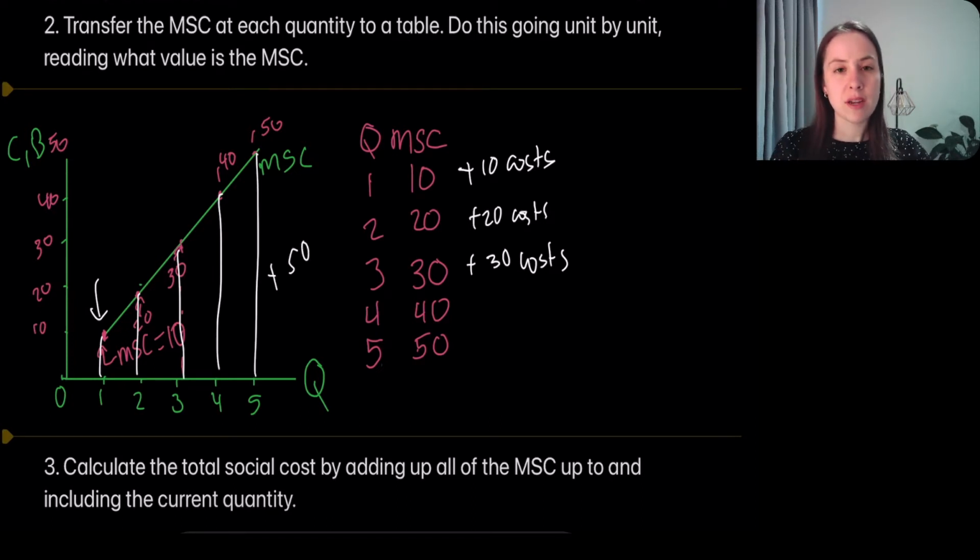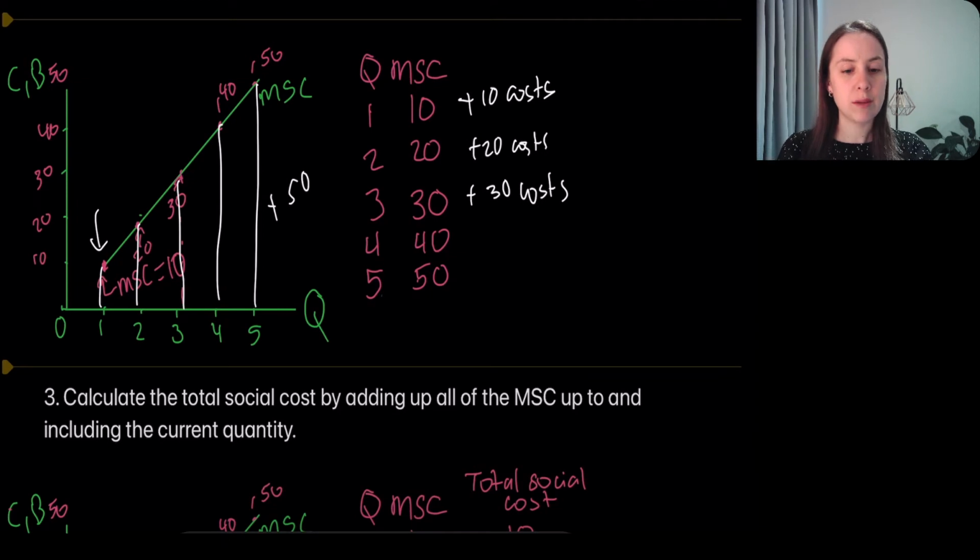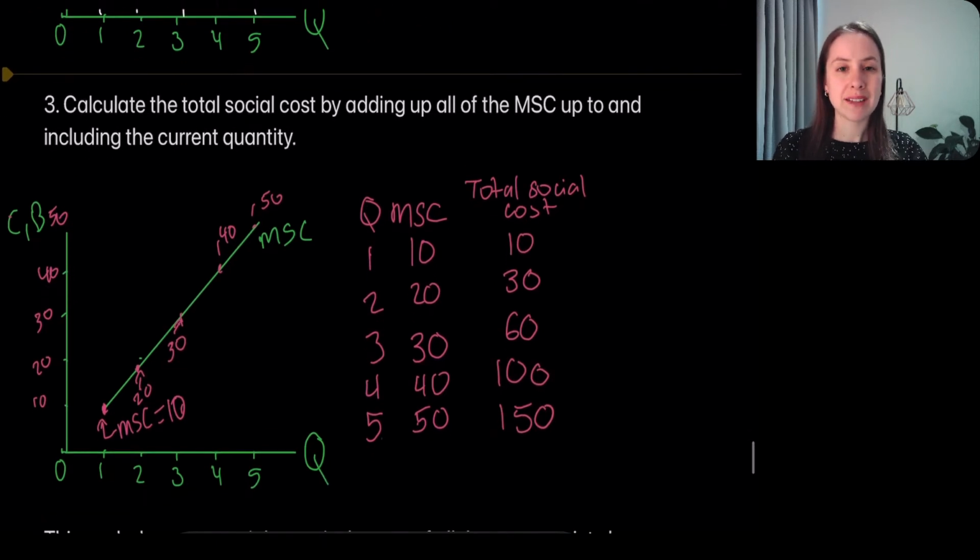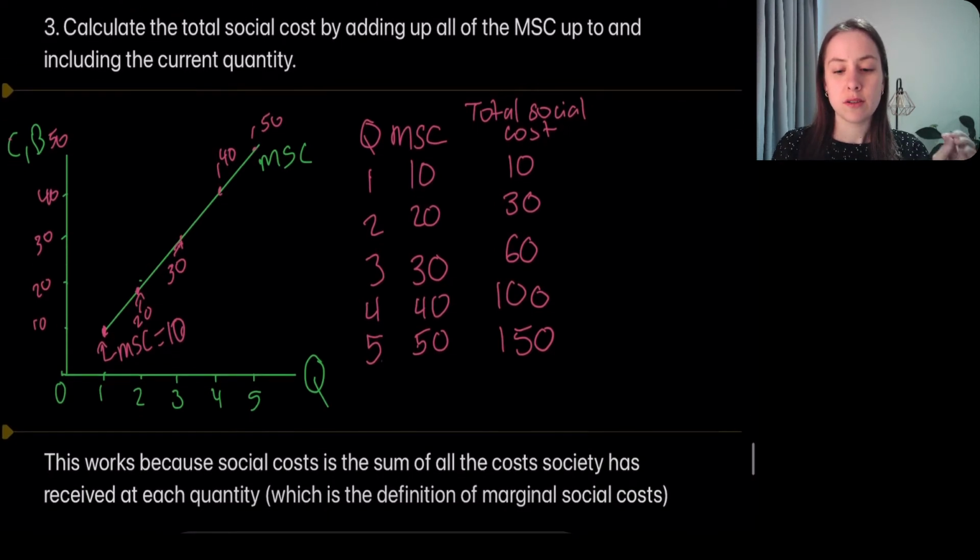Okay, and now that we have all that information in a table, all the marginals in a table, we can then use this to work out the total social cost by adding up all the additions to cost, right? We can work out total cost by saying, okay, that one added this, one added this, so that total is the sum of them.